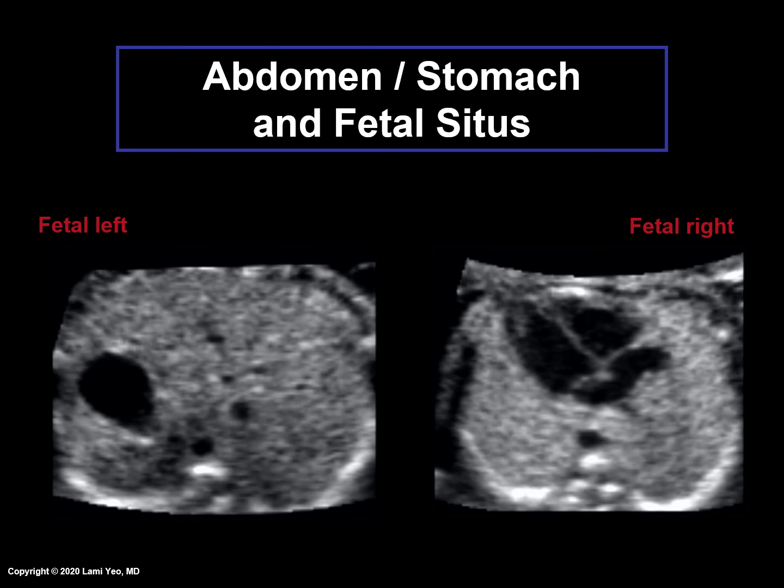With normal situs solitus, the stomach, cardiac apex, and descending aorta are located on the left side, while the liver and inferior vena cava are on the right side. Situs abnormalities should be suspected when the fetal heart and or stomach are not found on the left side.